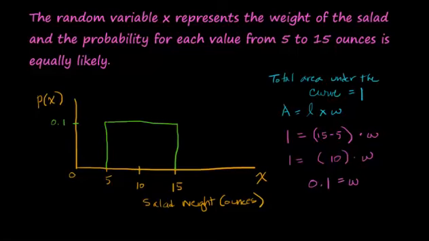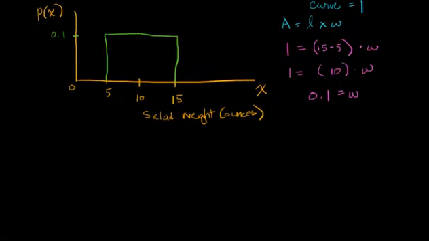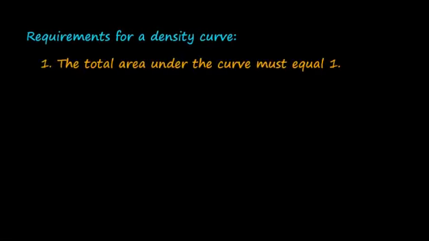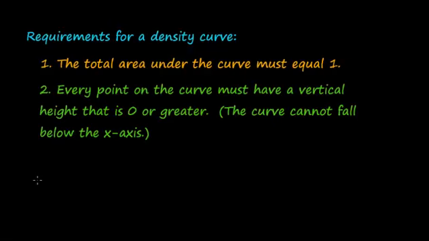Our continuous probability distributions are the uniform, which we're talking about now, and we'll be talking about the normal distribution. There are specific requirements for a density curve. Let's look at those for a minute. Requirements for a density curve. First, the total area under the curve must equal 1, very important. And the second is that every point on the curve must have a vertical height that is 0 or greater. The curve cannot fall below the x-axis.